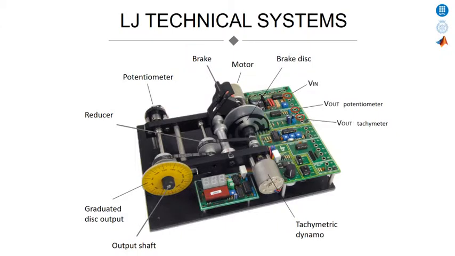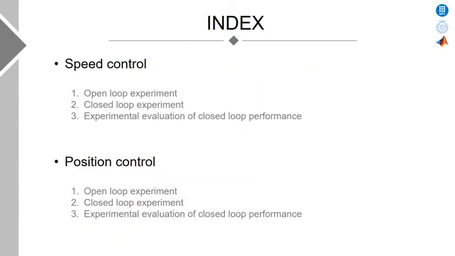The LJ Technical Systems module corresponds to a DC motor and its power and signal conditioning stages. The module contains the necessary sensing elements to close speed control loops, thanks to the tachometer dynamo, and the position, thanks to the potentiometer signal. In addition, the motor is equipped with a magnetic brake. The steps to follow are these.